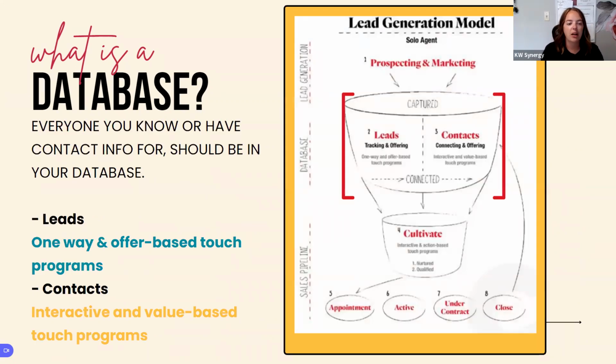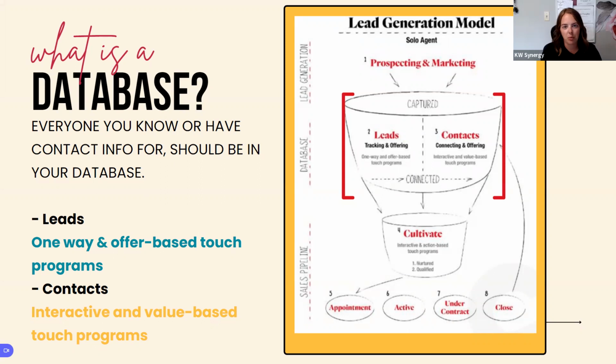Everyone you know or have contact info for should be in your database. Your landscaper, your grandma, your cousins, uncles, girlfriend, anybody and everybody you have any contact information for. Even if they're leads, you don't know who they are, or they're friends of friends and you don't know who they are, if you have any sort of contact information for them, they should be in your database.